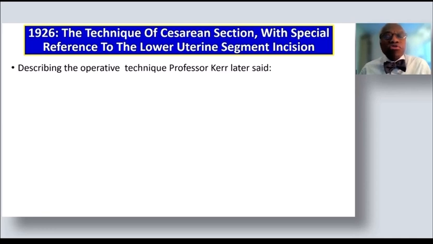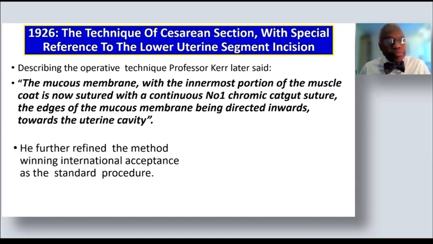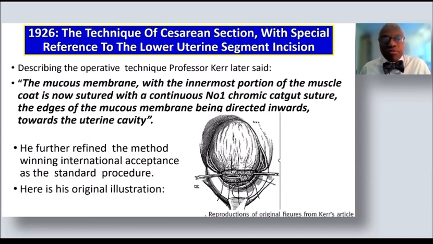In his description, he stated the mucous membrane with the innermost portion of the muscle coat is now sutured with a continuous number 1 chromic catgut suture, the edges of the mucous membrane, referring to the decidua, being directed inwards toward the uterine cavity. He further refined the method, winning international acceptance as the standard procedure for the lower uterine transverse incision as we know it today. Here is his original illustration.